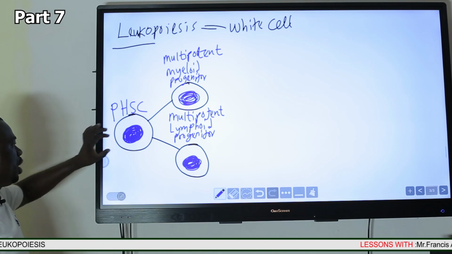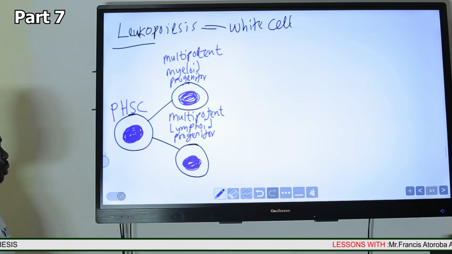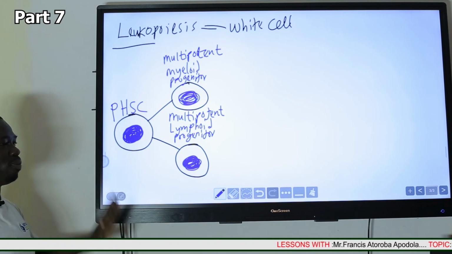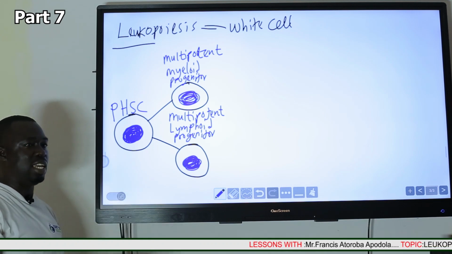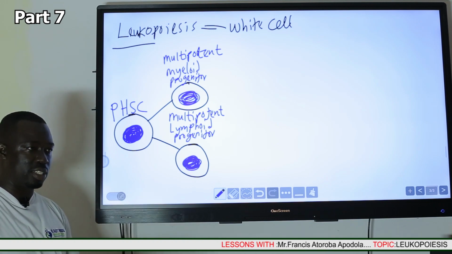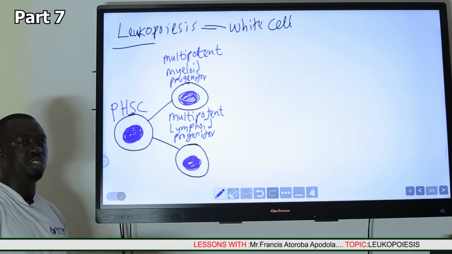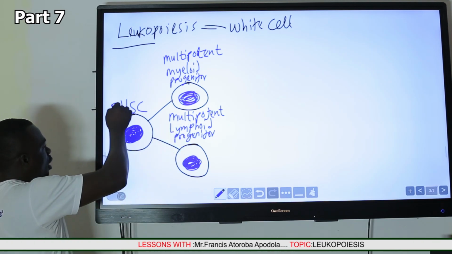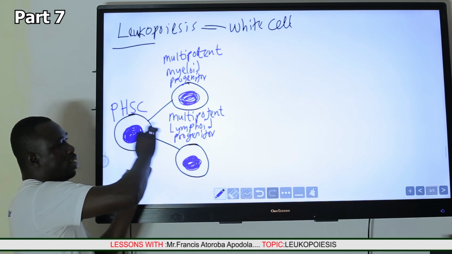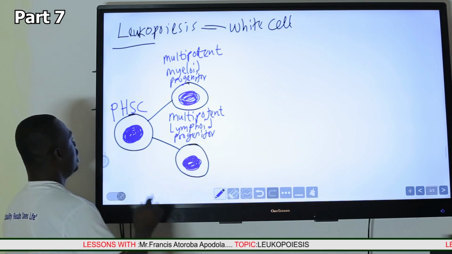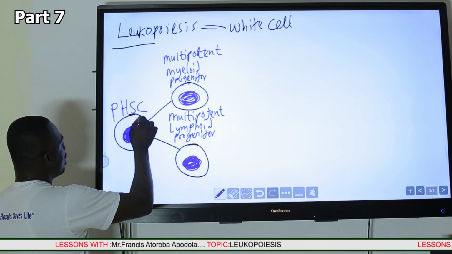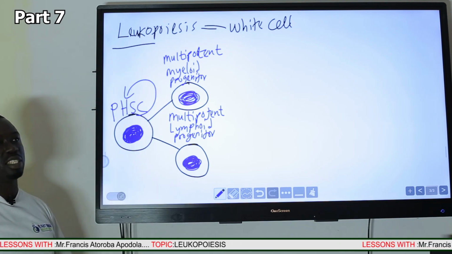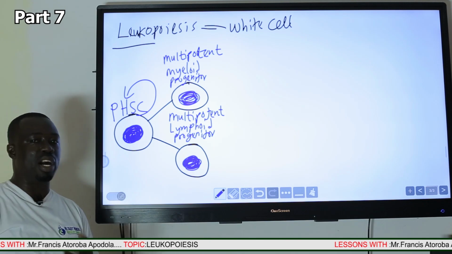Now, recall that once the pluripotent hematopoietic stem cell differentiates into the myeloid and the lymphoid lineages, we have just lost the pluripotent hematopoietic stem cell. There is no pluripotent hematopoietic stem cell in the bone marrow. Therefore, to ensure the continuity of hematopoiesis, anytime that the hematopoietic stem cell is about to undergo differentiation, it will self-renew itself. So this particular stem cell carries a self-renewal property.